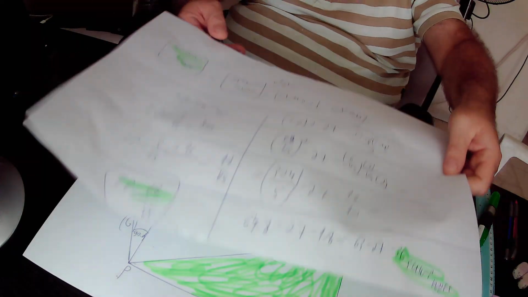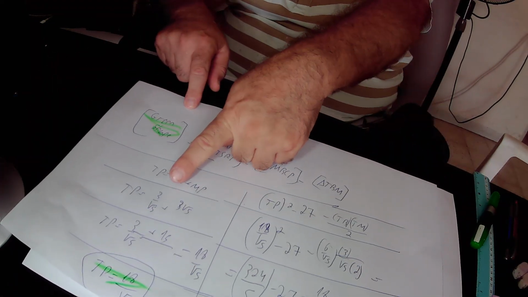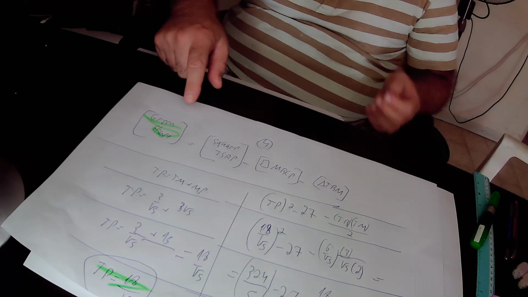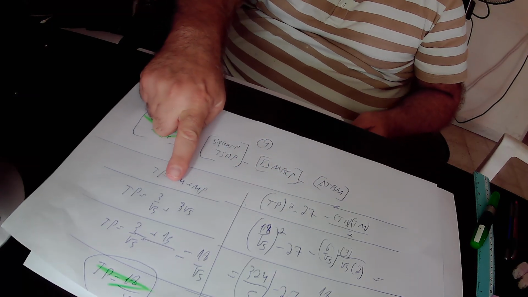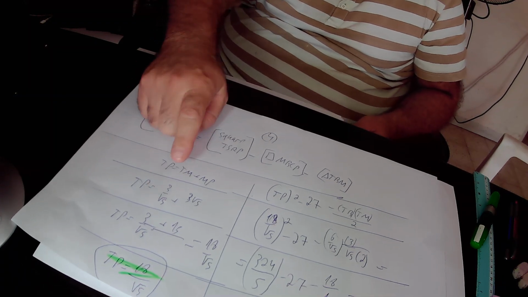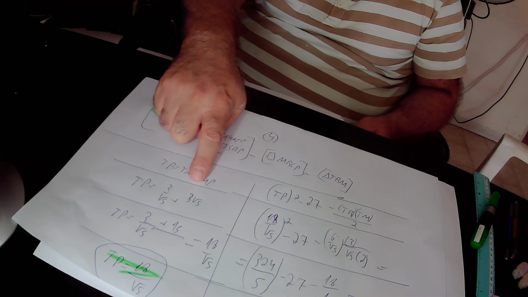So again, TM is 3 over square root of 5. MP is 3 times square root of 5. So in total, TP equals 3 over square root of 5 plus 3 times square root of 5. Here we multiply this equation by square root of 5.